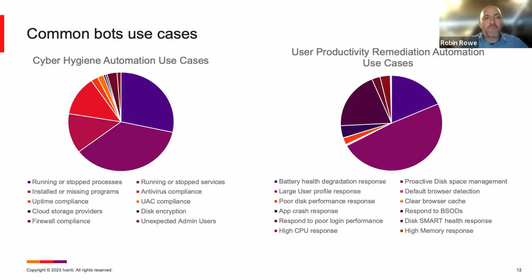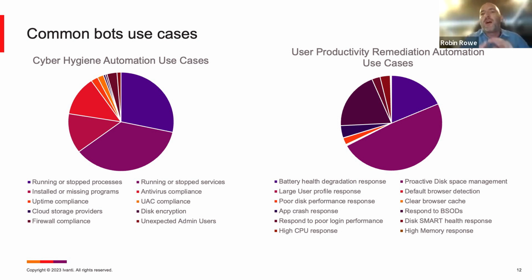So before we jump into the demo, this is really just a view of some of the common use cases that our customers use. And this is somewhat out of date. We constantly have new out-of-the-box bots, new capabilities coming in. But really, you can divide the automation use cases between things that are benefiting cyber hygiene, making sure appropriate services are running, making sure AV is running and it's compliant, dealing with unexpected admin users. We'll look at a couple of these use cases.